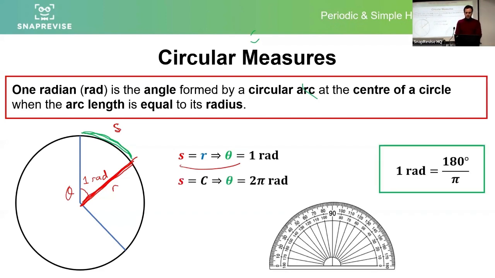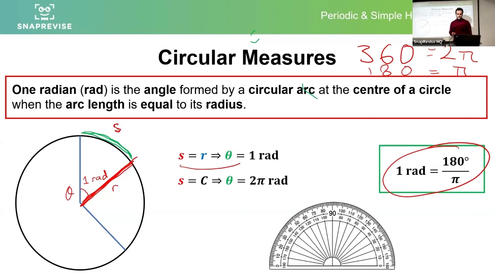If you do the maths, you'll find that you can fit 2 pi radians in 1 full rotation. So if 360 degrees fits in 1 full rotation and that equals 2 pi radians, that also means 180 degrees is equal to pi radians. And so if you're converting between them, your conversion factor is 180 over pi.